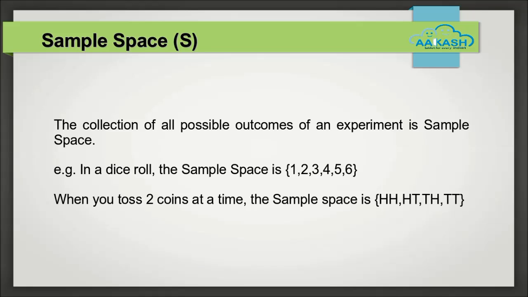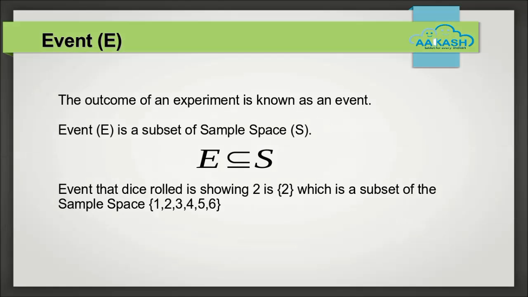Sample space. Next is sample space. It is the collection of all the possible outcomes of an experiment. For example, when we roll a dice, the sample space is the set of all the outcomes. If we take a dice roll experiment, the sample space would be a set consisting of 1, 2, 3, 4, 5 and 6. If we toss 2 coins, the sample space would be head head, head tail, tail head and tail tail.